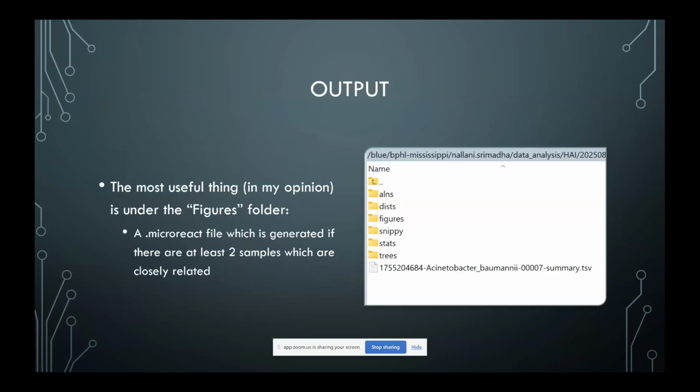And this is kind of what the output looks like for each given cluster. So it should give you a species folder, and then if you click into that, it'll give you the cluster names. And then inside that, this is what you would get. You'd get an alignments folder, the distances, figures, the snippy, some stats about the run, and then some trees. I think the most useful thing here is the figures folder. And the figures folder has a .microreact file in it, and that has the trees, a tabulated summary, and the snippy all included, which I think is very useful for visualizing.